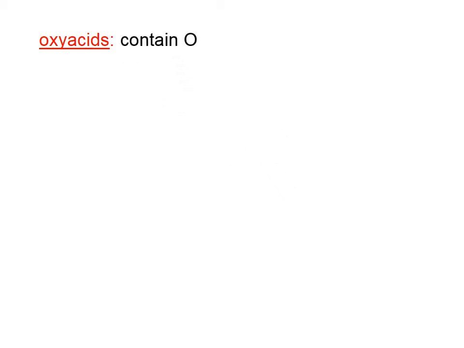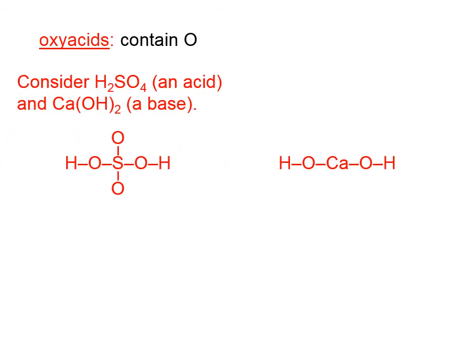Oxyacids, obviously, contain oxygen. Let's consider H2SO4, which is an acid, as we know, sulfuric acid, and calcium hydroxide, which is a base. Notice that these two have very similar structures. In each case, we have an OH bonded to a central atom, and we might ask, why is one of them an acid and the other a base?